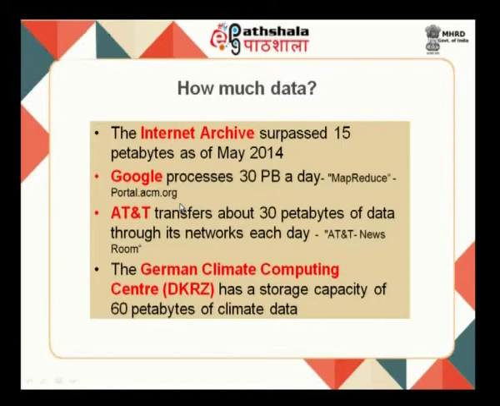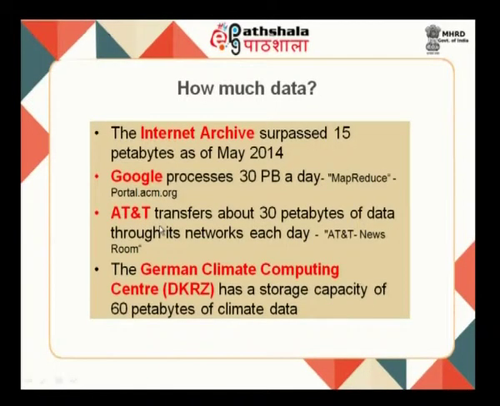And you can find a lot of other information available on the World Wide Web talking about the size of Google servers and how much data they process on a daily basis. AT&T Bell Laboratory actually transfers about 30 petabytes of data through its network each day. This is published in AT&T Newsroom, and one important project is the German Climate Computing Center.